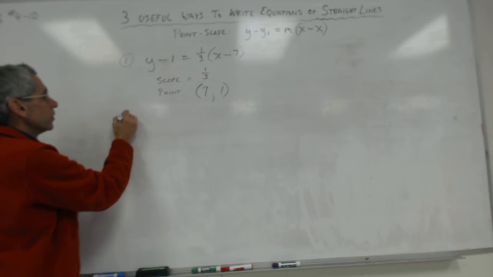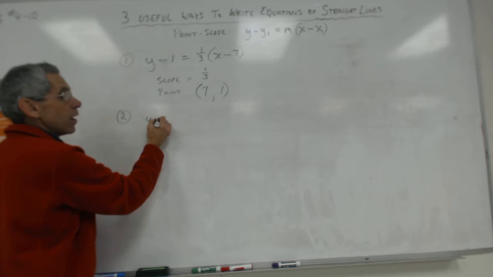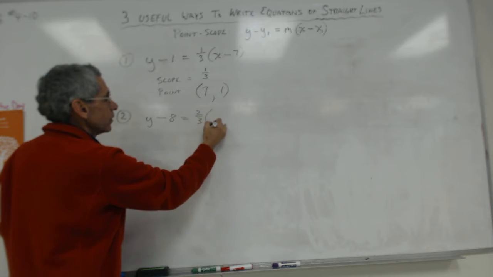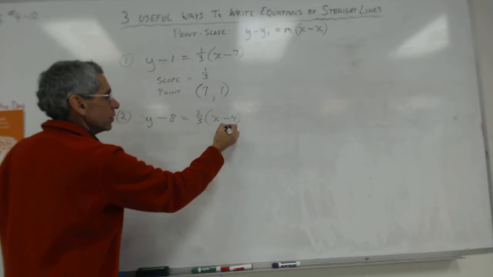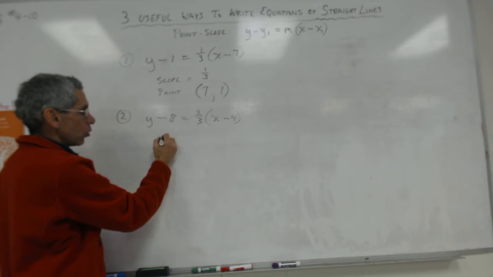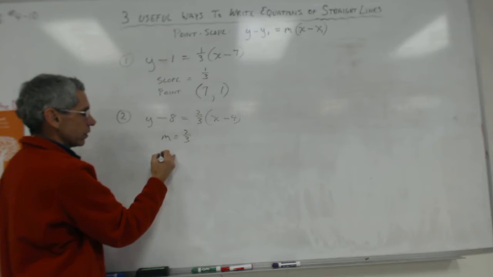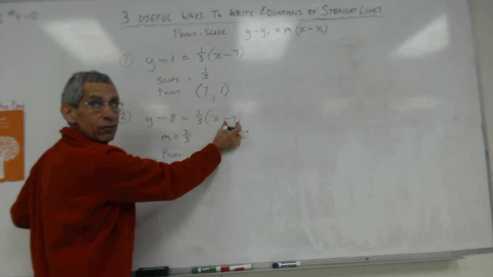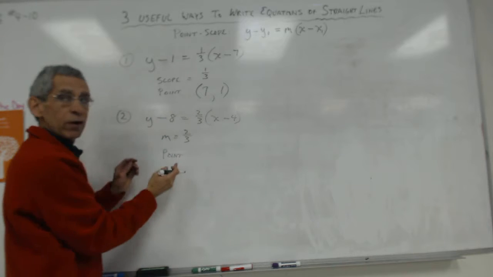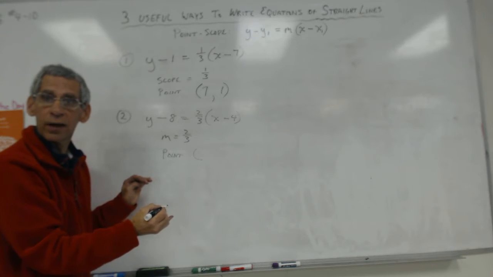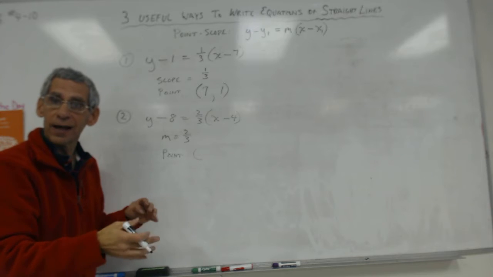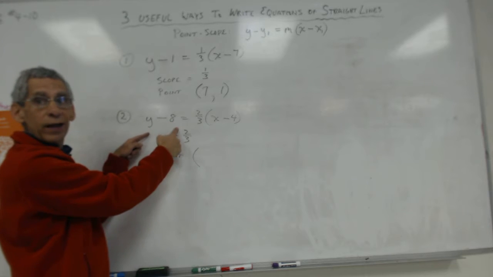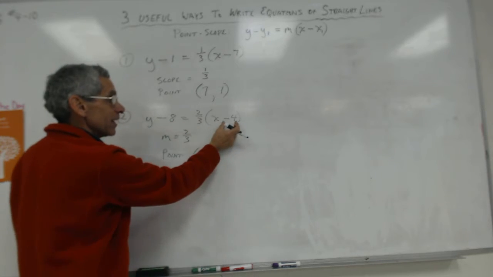Caleb, I'm going to ask you soon. Are you ready? Y minus 8 is equal to 2/3 x minus 4. Okay, what's the slope, Caleb? Slope is 2/3. What is the point? Okay, so it's going to be the opposite of this. Remember, a point is x comma y, right? X always comes first, just like in the alphabet. That's a y sub 1. That's my x sub 1.